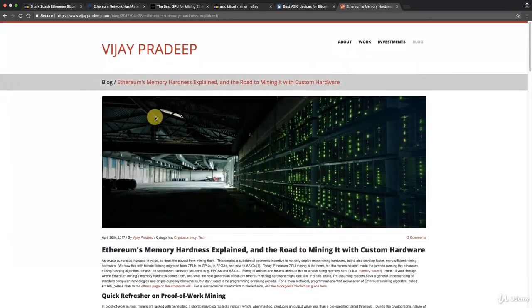So if you want to learn more about the Ethereum hash rate, which is ETH hash, then check out this article.